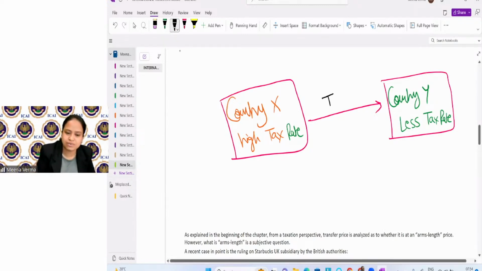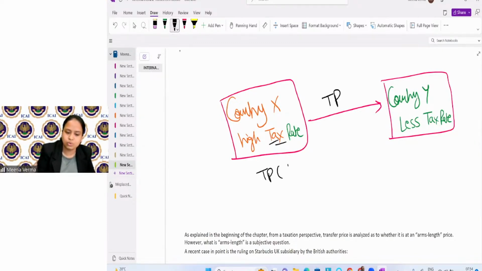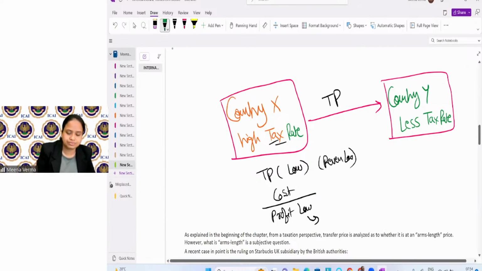And the transfer pricing, what will happen? In case of a high tax rate, the transfer price will be low. So revenue will be low. This will reduce the revenue, and whatever the cost they have, since the revenue is low, profit will be low. Right? Profit will be low. Then what will happen? Tax will be low. Less tax.